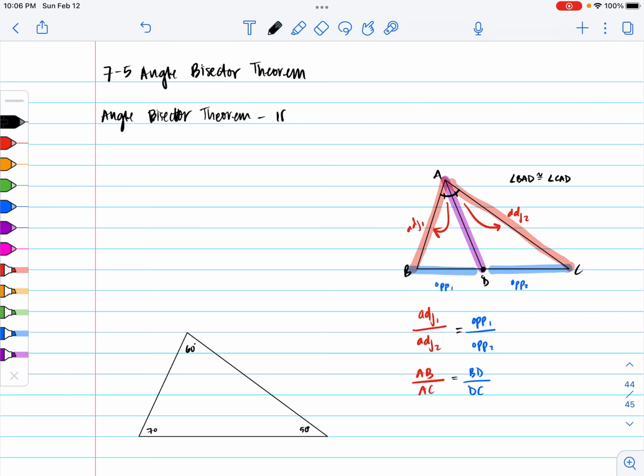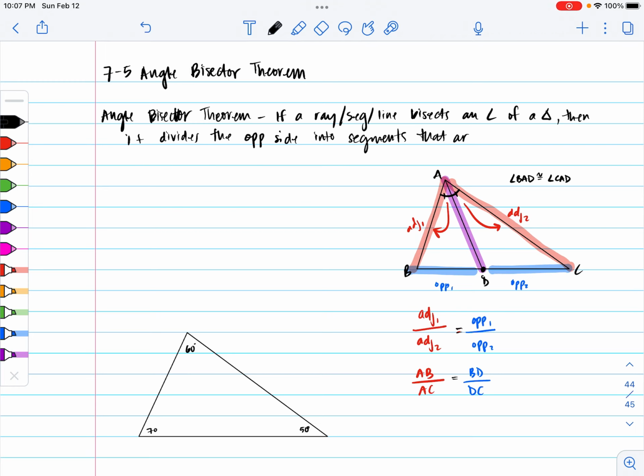Now, the angle bisector theorem, let's go ahead and define it. If a ray, let's say segment or line, bisects an angle of a triangle, then it divides the opposite side into segments that are proportional to the adjacent sides. Okay?